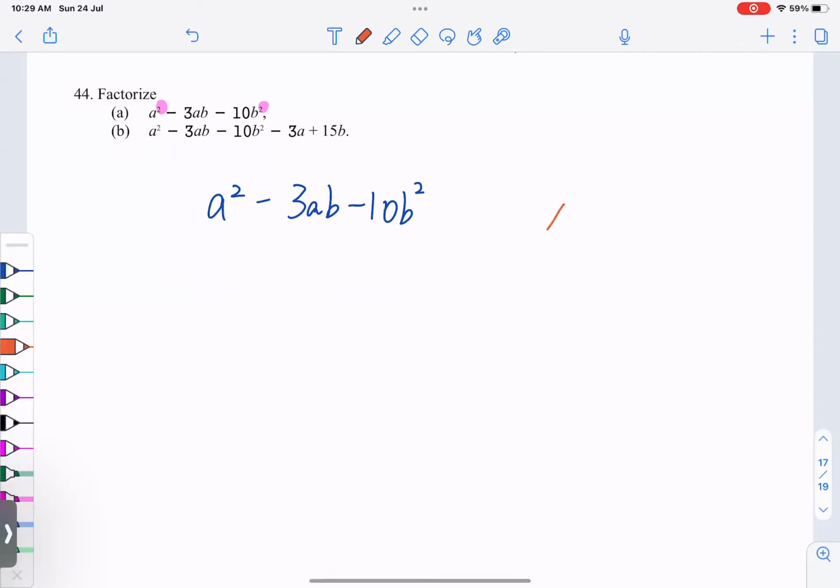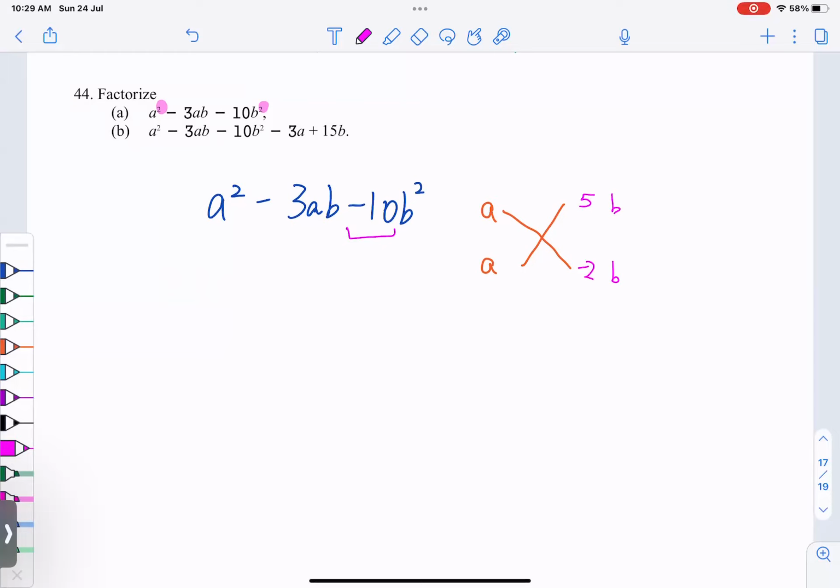The step is actually the cross method. So how does the cross method work? Well, you have to see the left side first. There's a square, a square. How does a square happen? Yes, a times a. And then on the other side, you have to see this. How does negative 10b squared happen? Well, you can think of b squared first. b squared will be b times b. So there's a b for sure there. How about negative 10? How can that happen? Yep, 5 and negative 2.